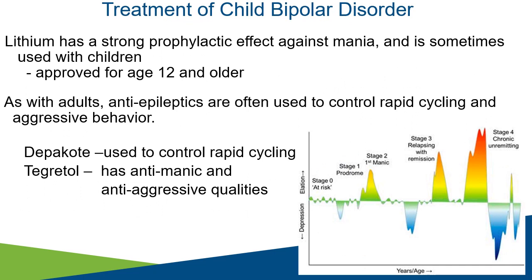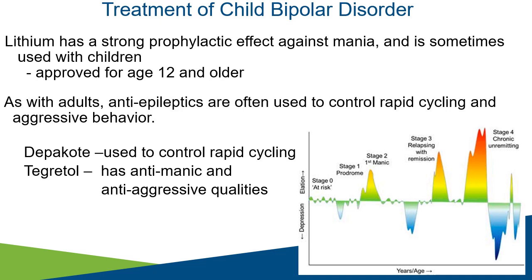Now we're going to get into the pharmacology for childhood bipolar disorder. The first classes of medications we're going to talk about are lithium as well as the anti-epileptics. Lithium is used as a prophylactic measure against mania. It is more frequently used in adults, but it can be used in children beginning at age 12. So 12 and older, you can use lithium for its prophylactic effect.